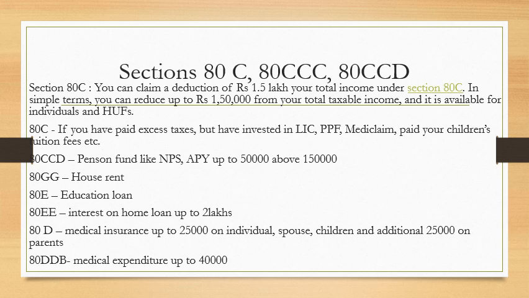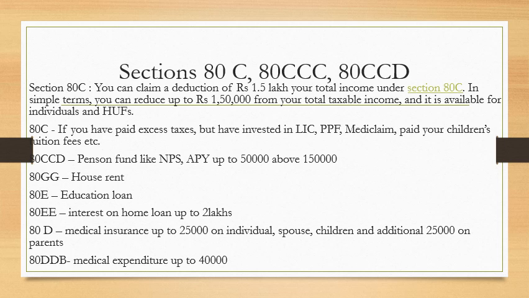80DDB, medical expenditure up to 40,000. See, in addition to medical insurance up to 25,000, you can also claim up to 40,000 of the medical expenditure. For example, you have spent around 2.5 lakhs from the medical insurance, and over that you have paid another 1 lakh rupees towards medical expenditure. From that 1 lakh rupees you can claim 40,000 towards the tax rebate. At least the medical bill will not get reduced.